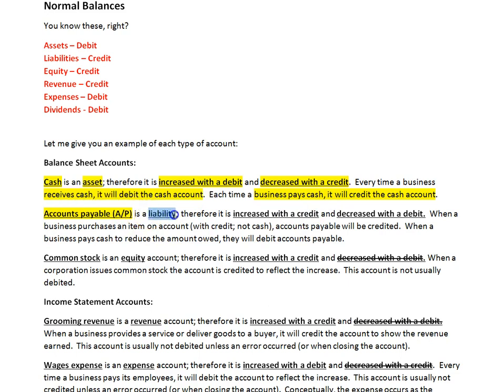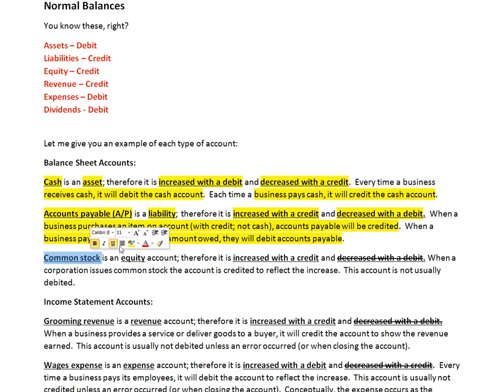All right, accounts payable is a common liability type. It's a liability account. Normal balance of all liability accounts is a credit, so therefore it's increased with a credit. And it's decreased with the opposite, a debit. So whenever they purchase an item on account, that means we didn't pay in cash, we're just going to owe somebody money. So we purchased something from them, they sent us the item, now we owe them money. So anytime we purchase an item on account, accounts payable will be credited. When a business pays off what they owe to the other party, then we will debit accounts payable.